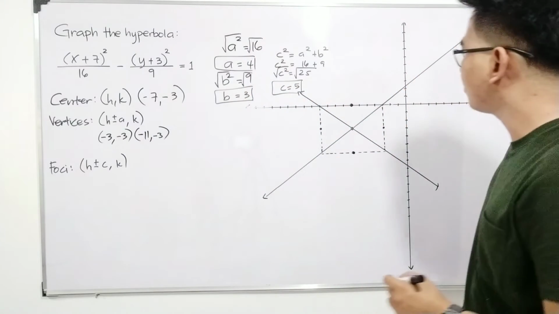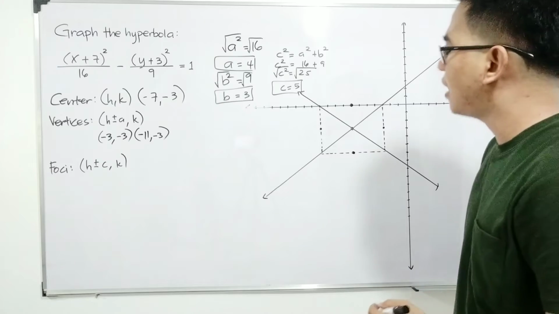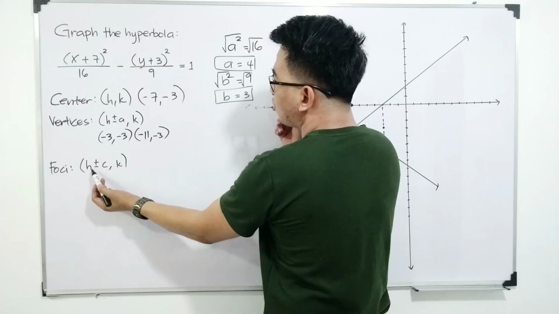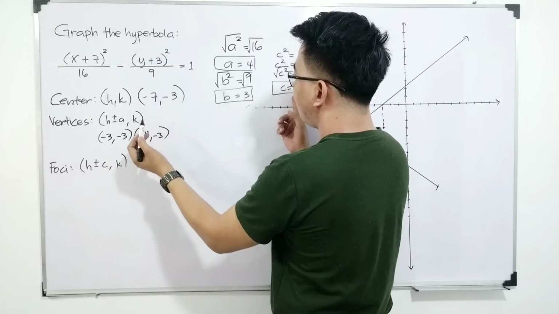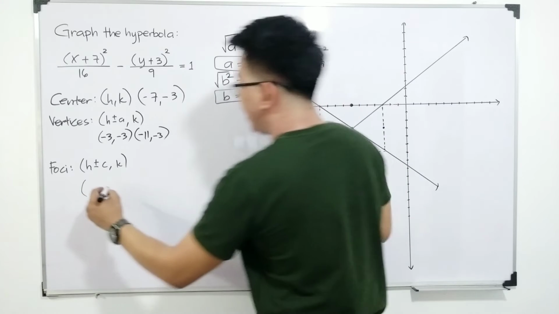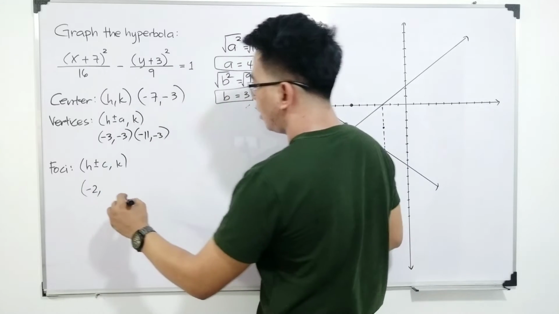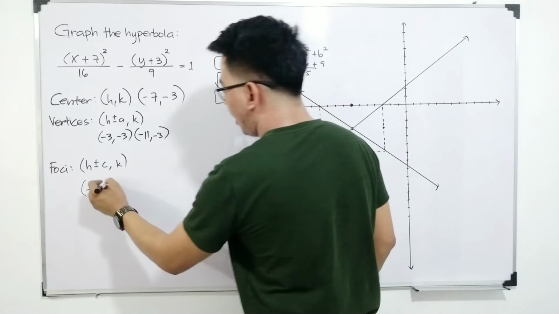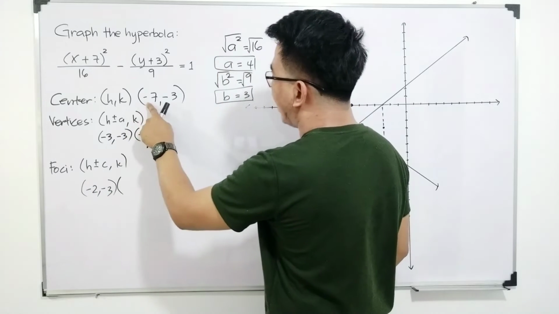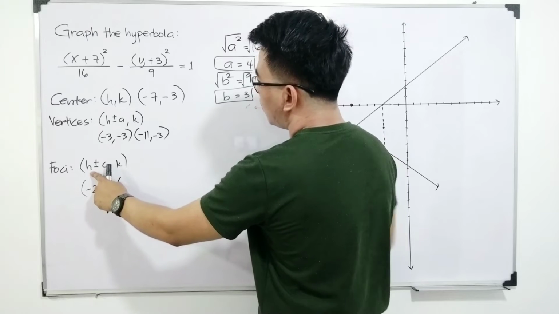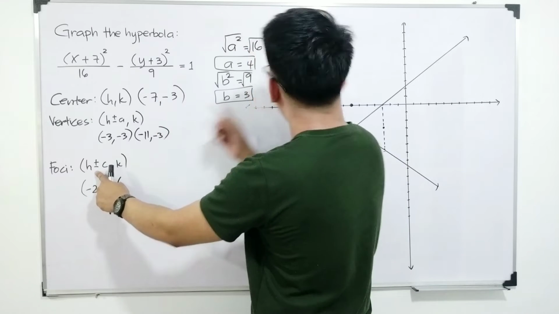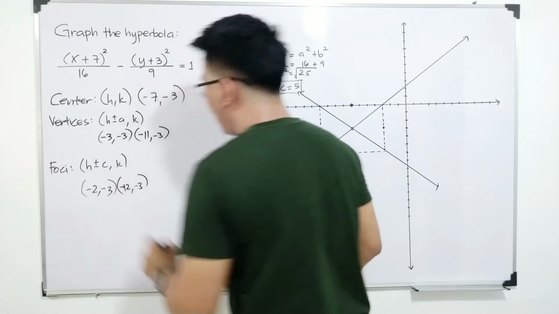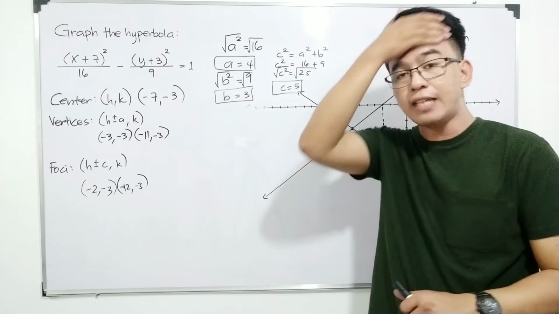Para naman sa ating focus, as for the foci natin, yung C ang gagamitin natin. Yung H natin is negative 7 plus 5, that is negative 2, comma negative 3, which is your K. And then next natin is H, which is negative 7, minus C, which is 5, that is negative 12, comma negative 3. Ayan yung magiging foci natin.